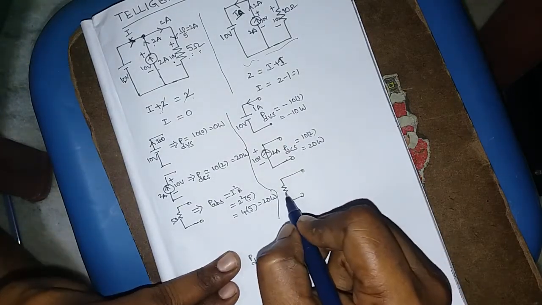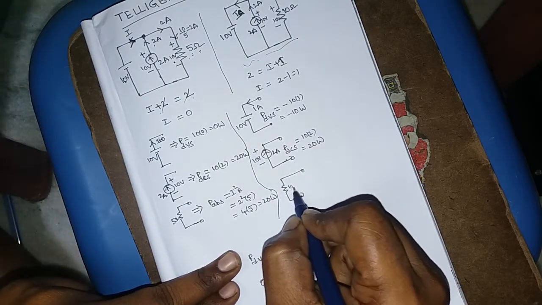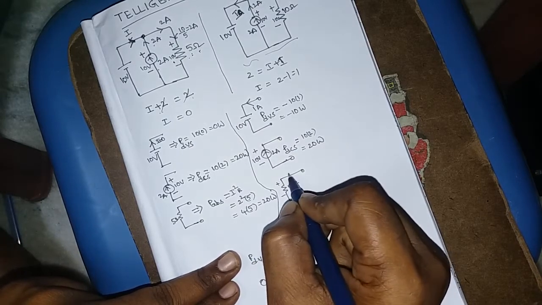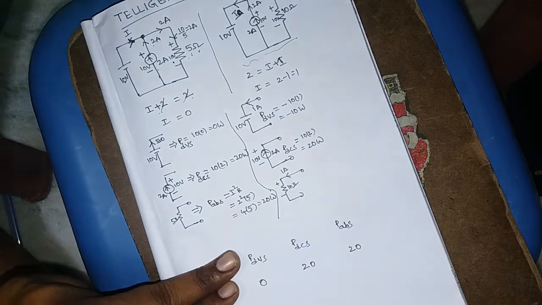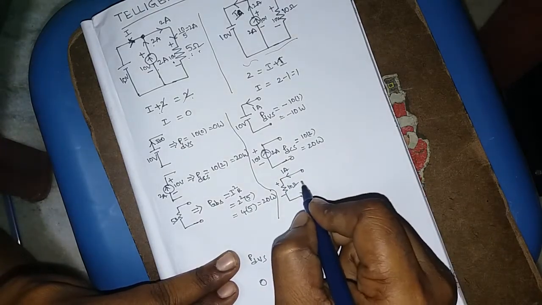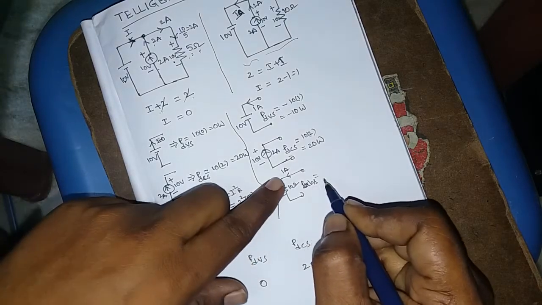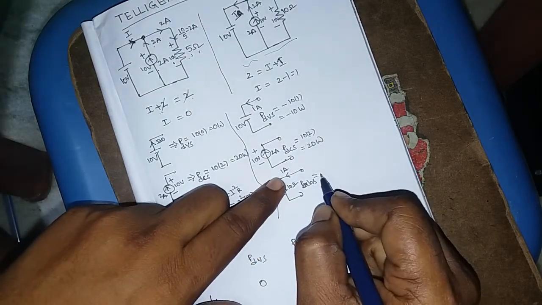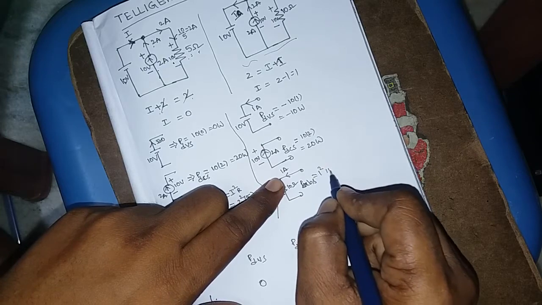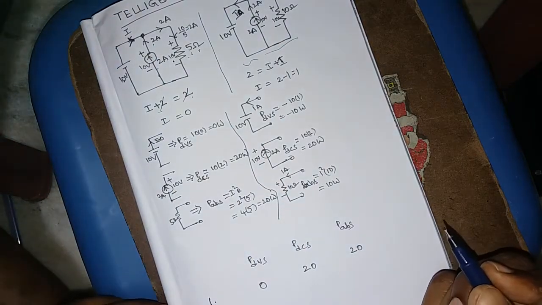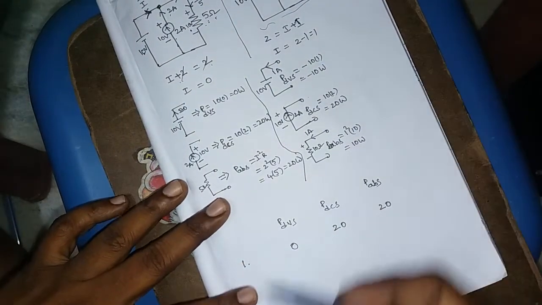Power absorbed by the resistor. This value is 10 ohms and the current flowing through the 10 ohms is 1 ampere. So hence power absorbed is equal to I square R. I in the sense 1 ampere. 1 square into 10. Hence it is 10 watts. Okay. Now we substitute these values here.